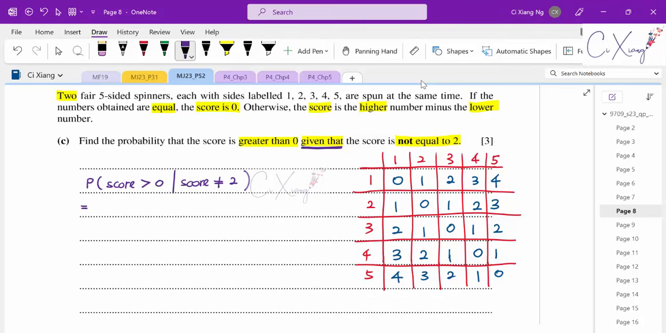Okay, so basically this is the symbol for conditional probability. How do I know it's conditional probability? Because of the words given that. Okay, then after that, you want to find the probability. So the general formula for conditional probability is something like this: if I'm having A given B, the formula will be A intersect B divided by B. Okay, so I want to apply it to our question here. On top, I'm having the score greater than 0 intersect with the score not equal to 2, then divided by the probability that the score is not equal to 2.